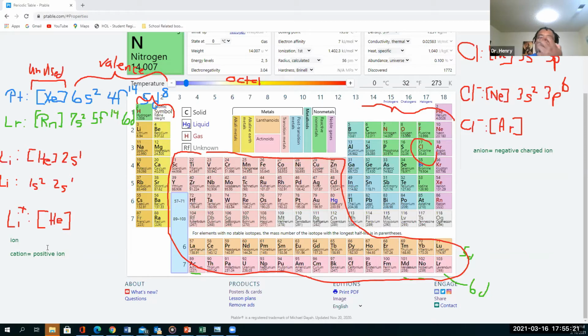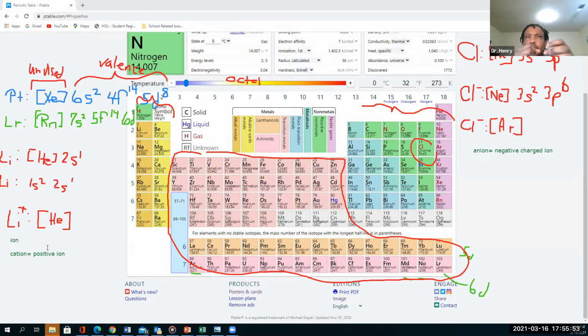Again, the valence electrons are the ones you're going to be using. To be stable, to get like the noble gases, atoms have the option: they could either lose electrons, gain electrons, or share electrons. If you lose an electron, you're going to be forming an ion. If you gain an electron, you're going to be forming an ion.